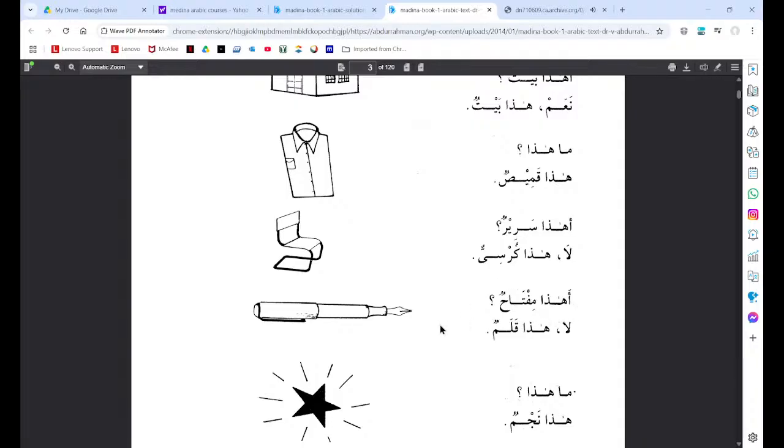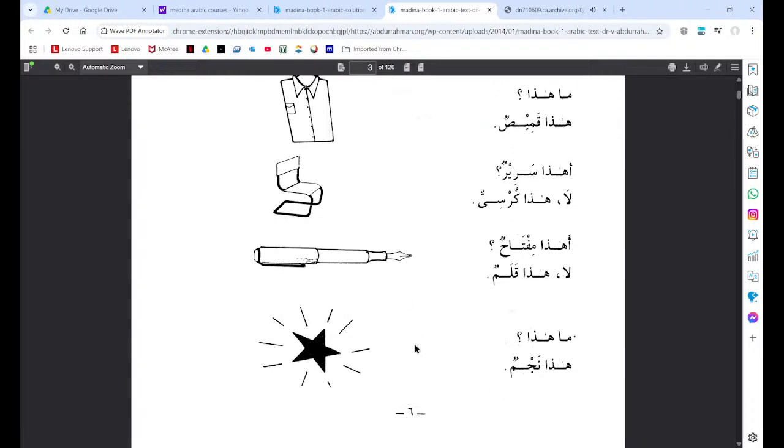أهذا مفتاح? Is this a key? لا. هذا قلم. No, this is a pen.